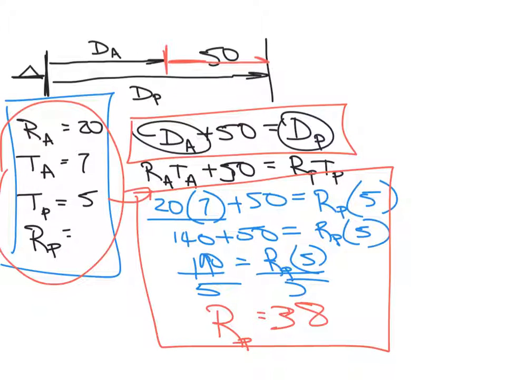Let's try another one here. 99.2. Rachel, yes, a better name. Rachel has a 15-kilometer head start on Charlene. How long will it take Charlene to catch Rachel if Rachel travels at 70 kilometers per hour and Charlene travels at 100 kilometers per hour?